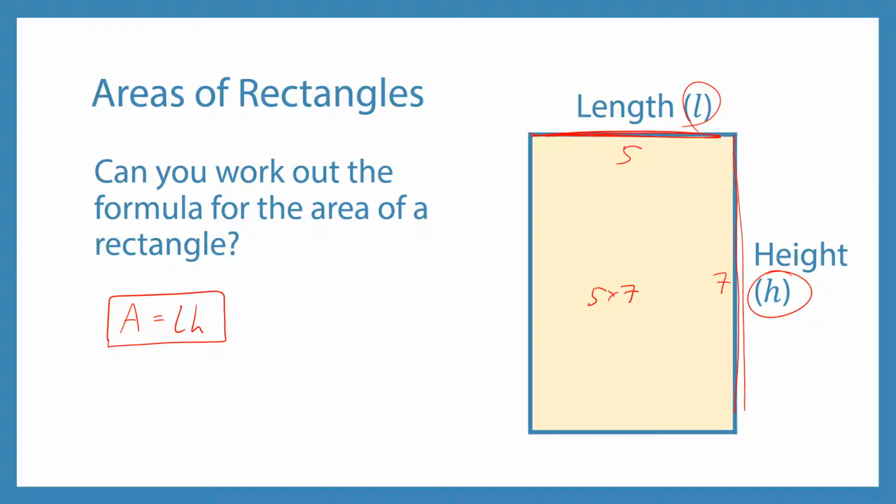Now, we also should be aware of another way this could be written. Instead of height, we could have the breadth, and B. So we could have it written area equals length times breadth. We'll stay with this one, but if you see this one written here, you know what it means.